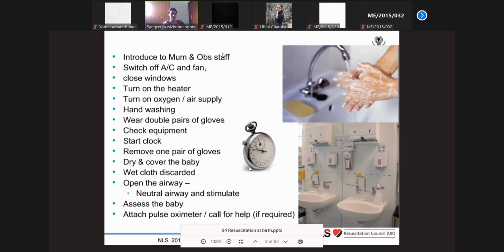So those are the things before gloves. Switch off the AC, close windows, turn on the radiant warmer and the oxygen supply, check whether there is enough oxygen, and also the sucker, right? After that only, you go and wash your hands.